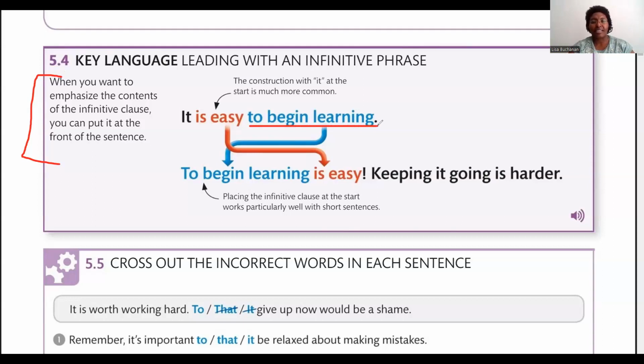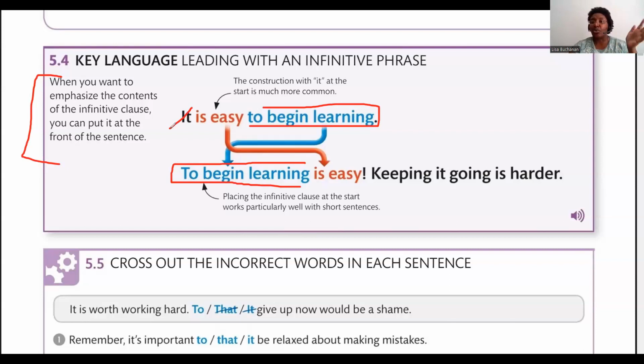If we read the sentence, it is easy to begin learning. What if I want to focus on the learning aspect of it, to begin learning? I want you to know that's important. So all I can do is just flip it to the first part of the sentence. And we're going to start the sentence by saying, to begin learning is easy. We've dropped the it because we don't need it. To begin learning is easy.